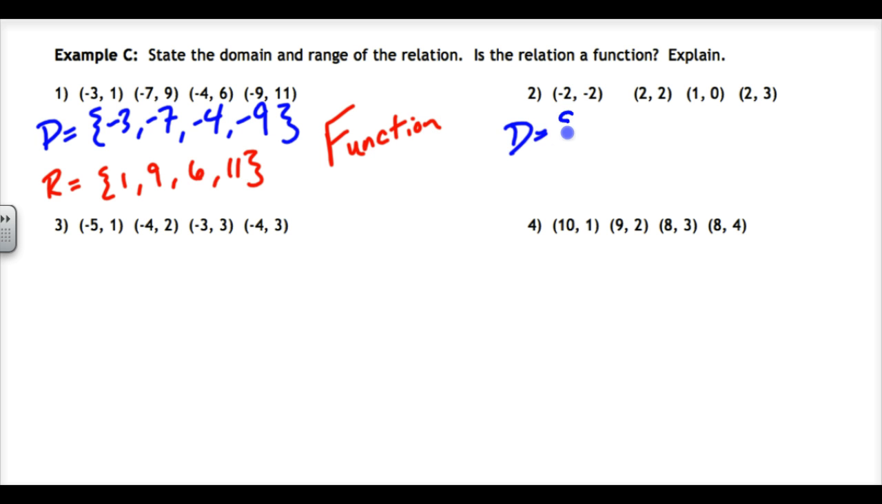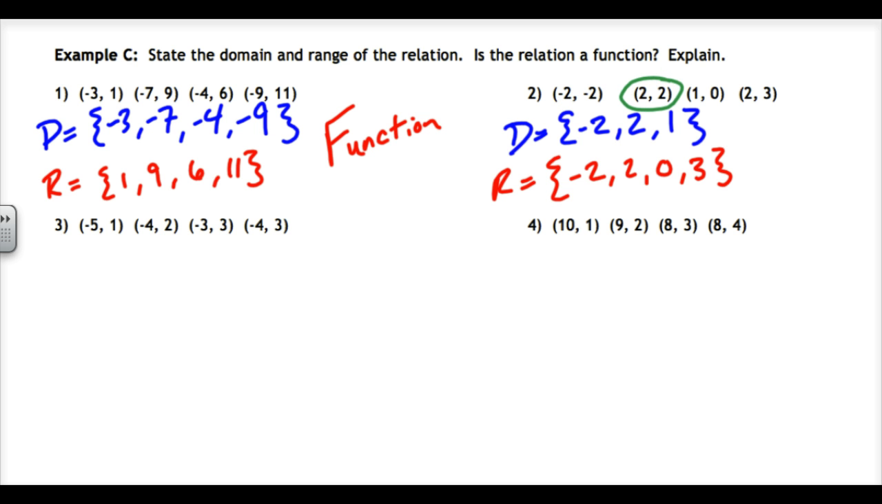Number 2, domain is going to be -2, 2, 1, and we don't need to relist the number 2 because we've already got it in there. Range is going to be -2, 2, 0, and 3. In this case, we see that 2 goes to 2, but then all of a sudden 2 goes to 3. That's a problem. This one is not a function. It's not predictable.